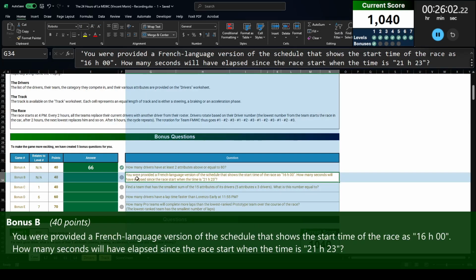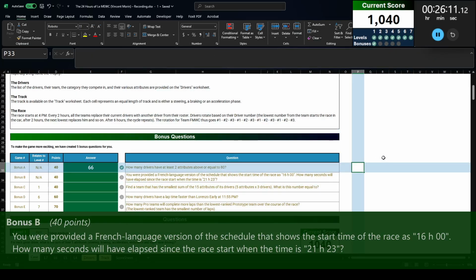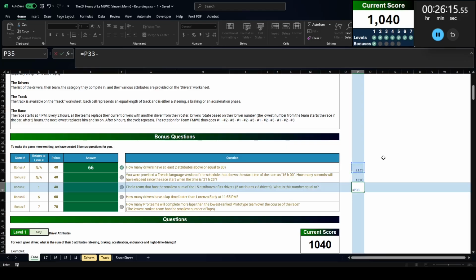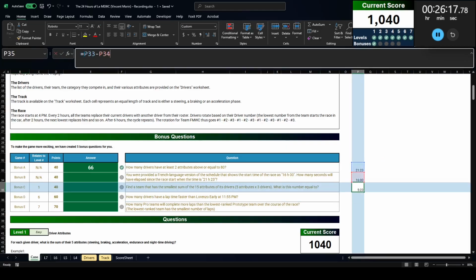Bonus B. You were provided a French language version of the schedule that shows the start time of the race is 16 hours 0. How many seconds will have elapsed since the race time start when the time is 21 hours 23? So basically we're looking at 21:23. We're going to look at 1600. The difference in time is going to be that. We need to turn that into seconds.